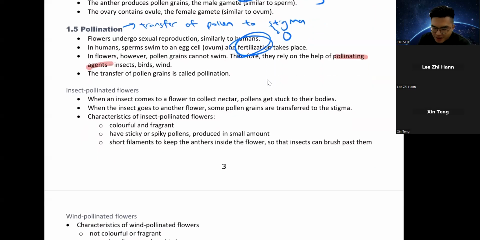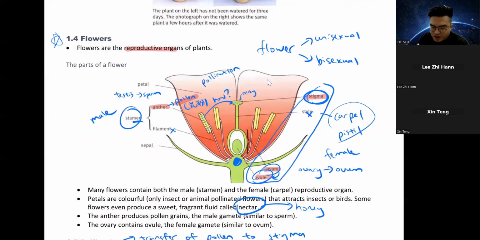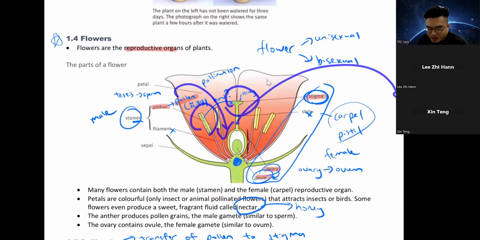So this is your bee. So insect pollinated flower. Okay, so how do we attract bees to come? How do we say, hey, bee, come? Right. When an insect comes to a flower to collect nectar, pollens get stuck to the body, accidentally stuck to the body. When the insect goes to another flower, some pollen grains are transferred to the stigma. Okay, so when they visit this flower, they get the pollen. They visit another flower, they will pass by the stigma.